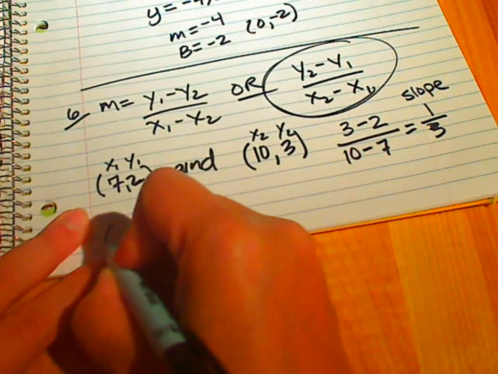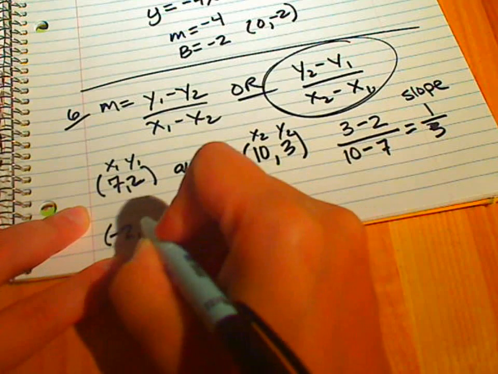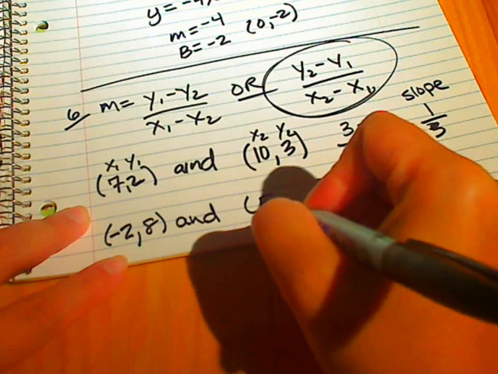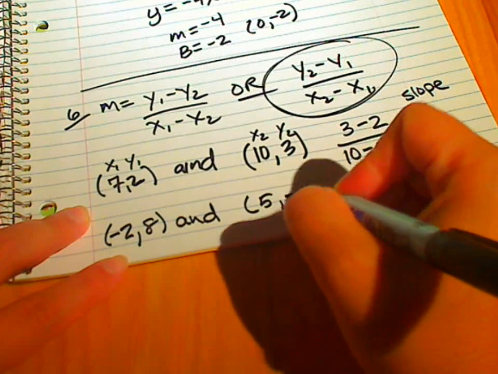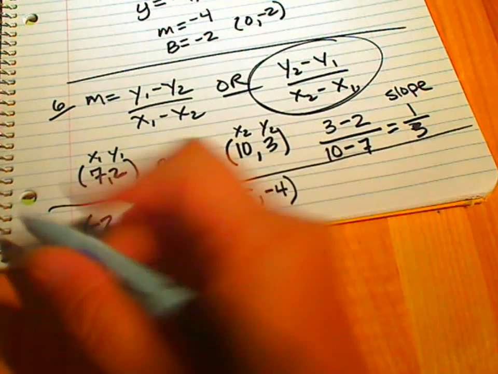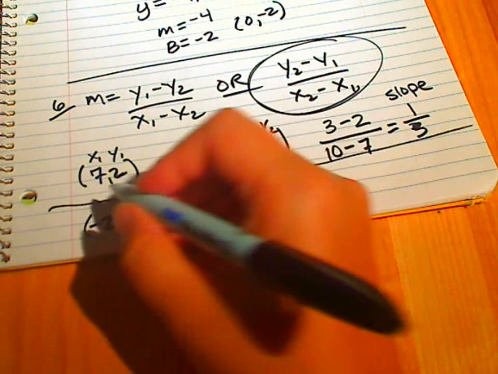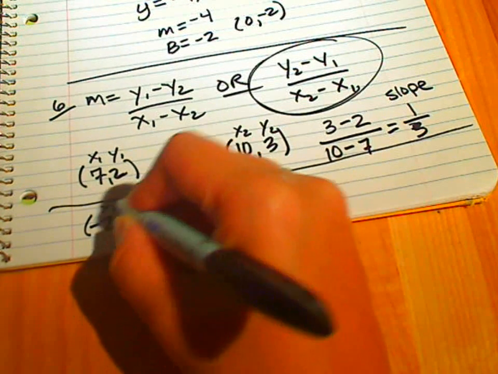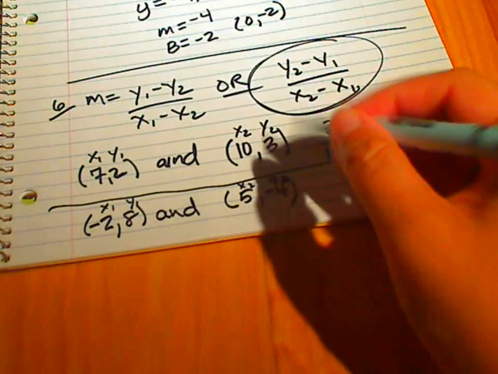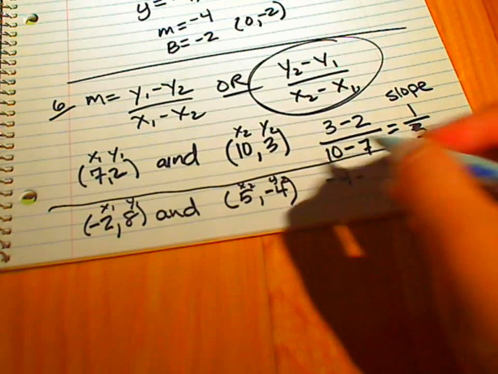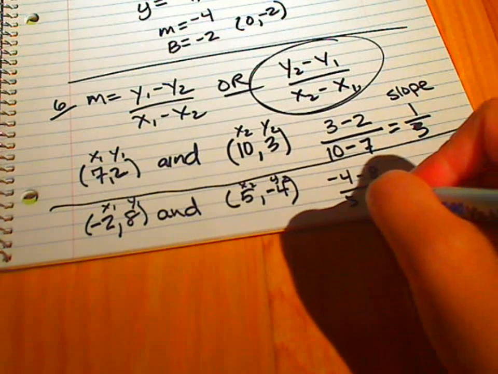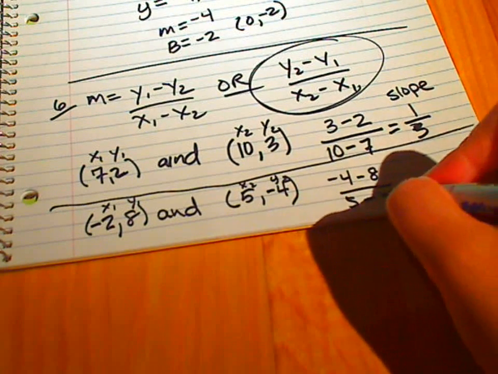Now say I had another example, I had (negative 2, 8) and (5, negative 4). Again, separate example. If a line contains these 2 points, it definitely has a slope. So I'm just going to write x1, y1, x2, y2 just so I have them there, and then plug them in. y2, negative 4, minus y1, which is 8. x2 is 5, minus x1, which is negative 2.